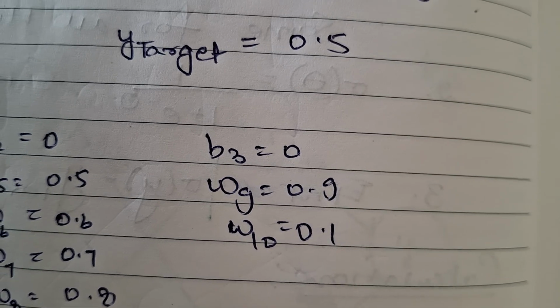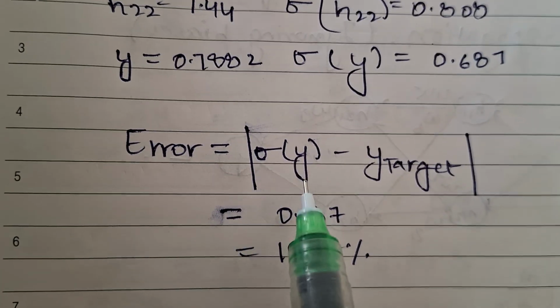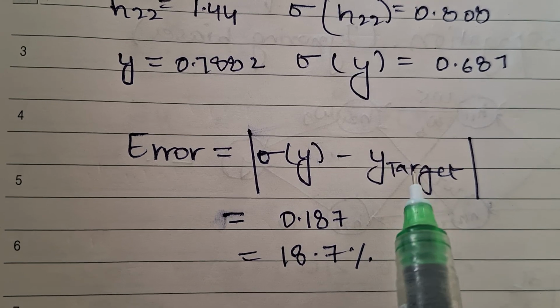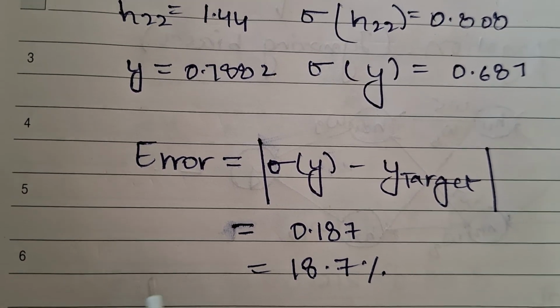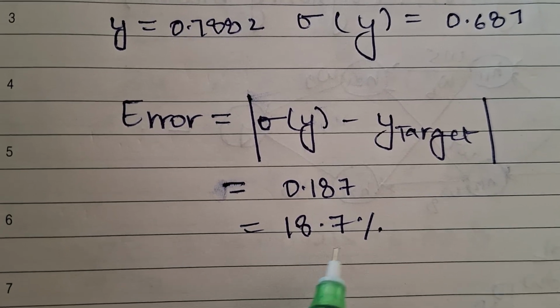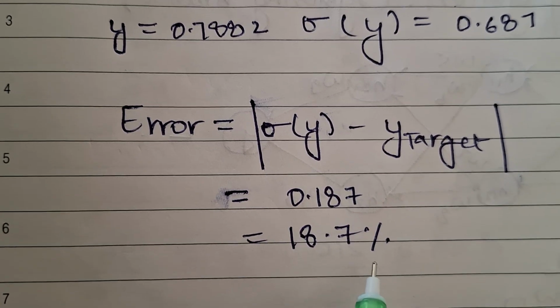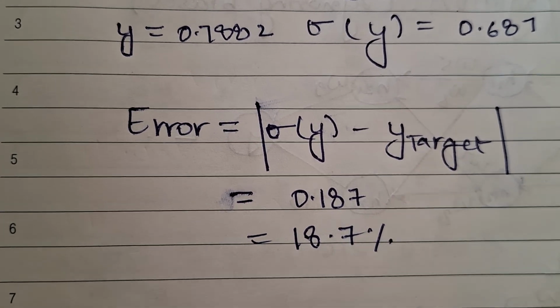Sigmoid of Y came out to be 0.687. Now our target value of Y was 0.5, which means our error is going to be sigmoid of Y minus Y target, modulus, which equals 0.187, which means we have an error percentage of 18.7%. Now this error percentage can be reduced by using the back propagation method, which we will study next.